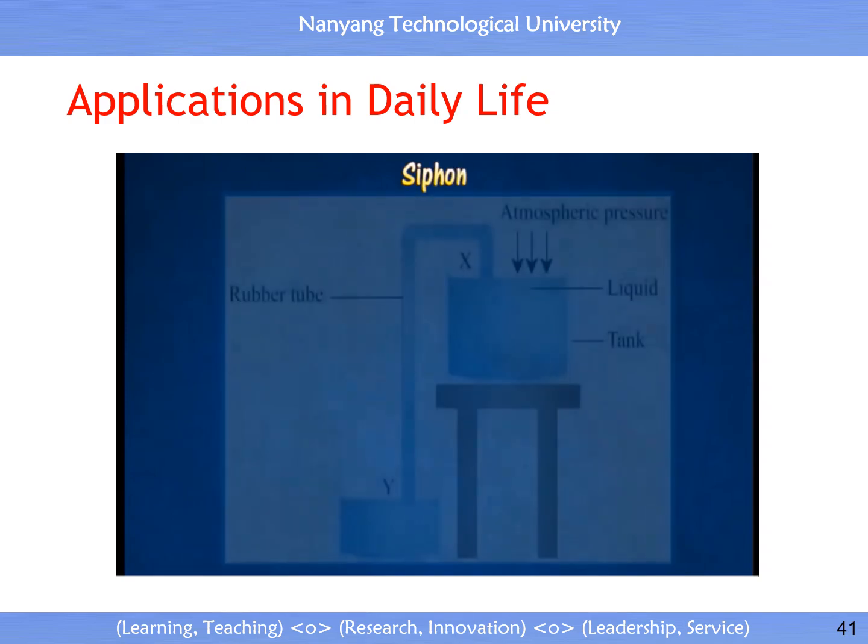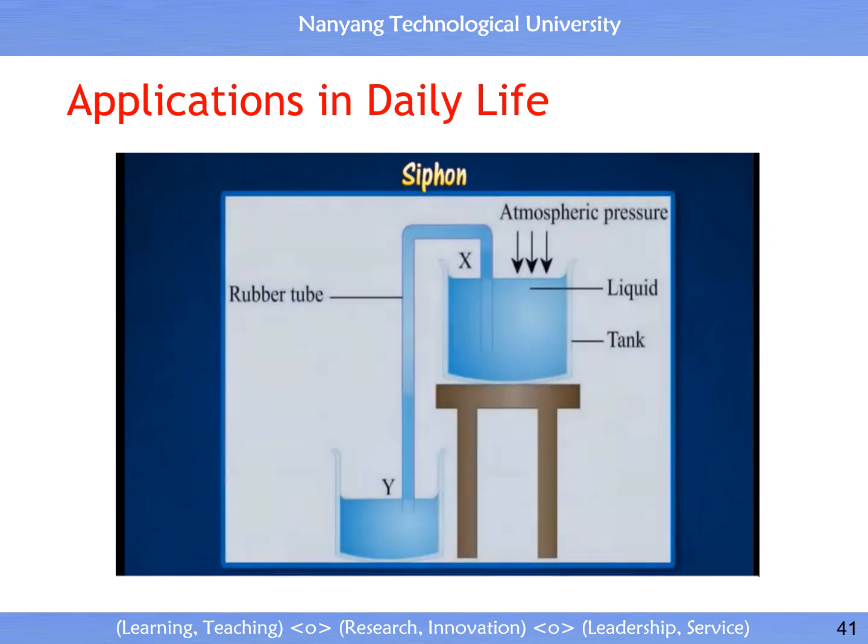A siphon consists of a rubber tube used to remove liquid from a tank. The rubber tube is filled with liquid, and one end is placed in the liquid container. When both ends of the tube are opened, liquid flowing out through Y creates a partial vacuum inside the tube.